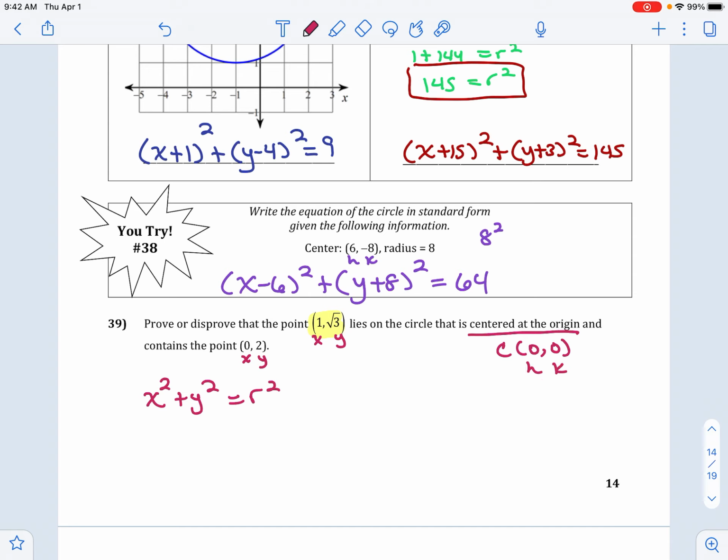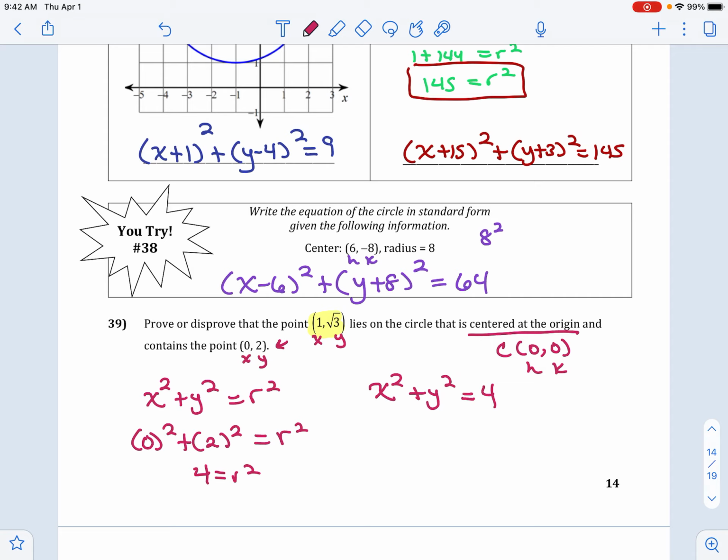So what we could do is we could plug in the point that we know the circle contains. Okay, we know the circle contains this point, 0, 2. So let's do that. Let's plug in 0 squared plus 2 squared, and that'll give us our r squared. So 0 squared plus 2 squared is 4. So the equation of our circle is x squared plus y squared equals 4.